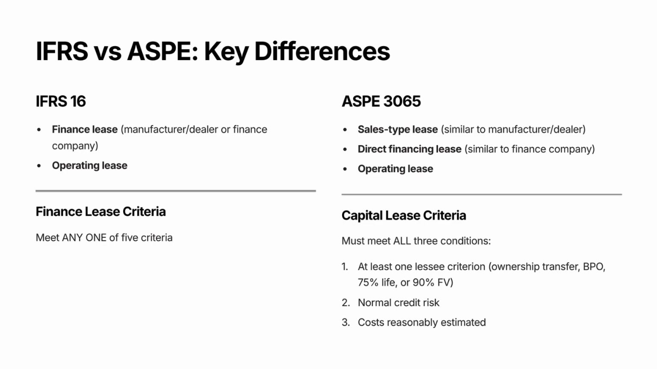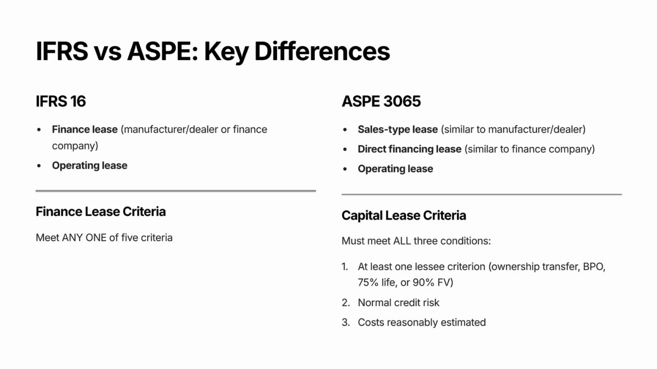Now let's compare IFRS and ASPE. Under IFRS 16, we have finance and operating leases. Under ASPE 3065, we have sales type, direct financing, and operating leases. A sales type lease, ASPE, is similar to a manufacturer-dealer finance lease under IFRS. A direct financing lease, ASPE, matches a finance company lease under IFRS.